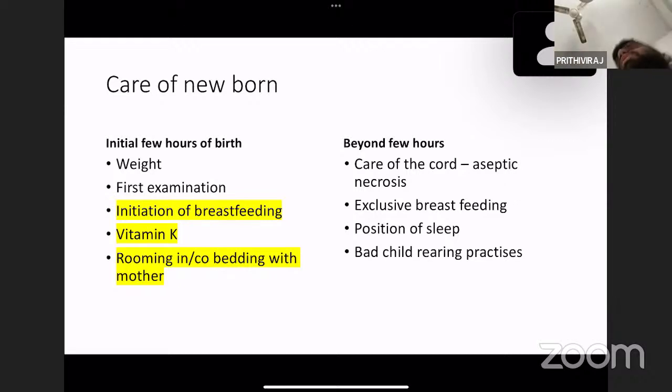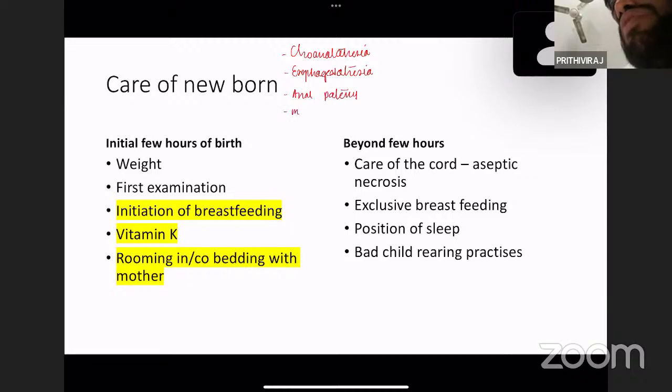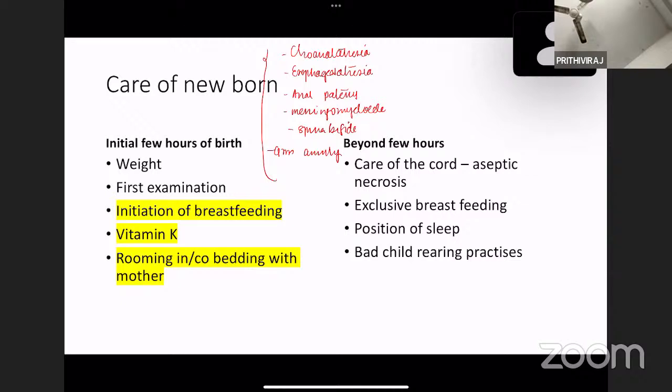What are the anomalies you will be seeing for any baby? You check anal patency. You will be seeing choanal atresia. You will be seeing esophageal atresia, by passing a Ryle's tube. Then anal patency, any meningomyelocele, or any spina bifida. Most importantly, any gross anomalies. This has to be checked, and then initiation of breastfeeding as soon as possible, or else at least within 1 hour of life.